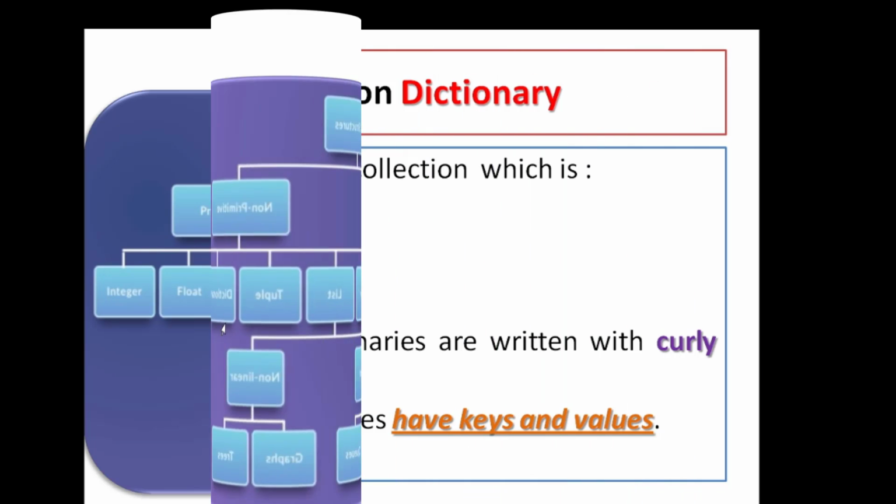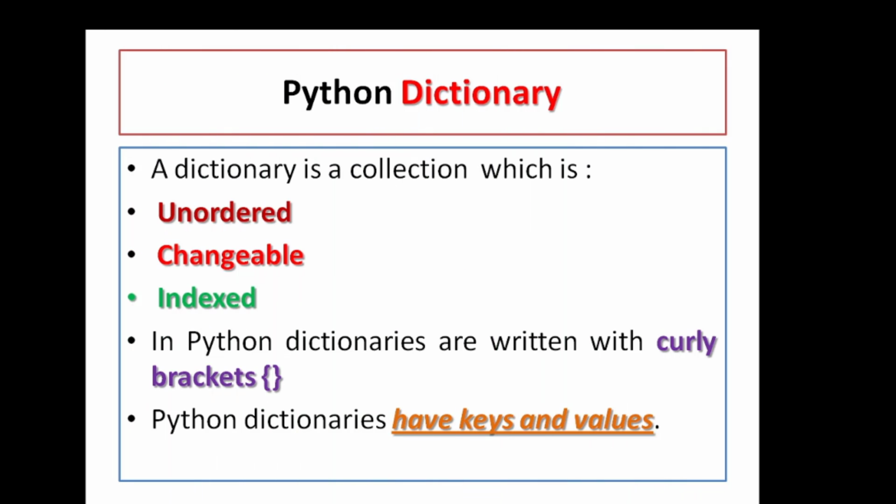dictionaries. A Python dictionary is an important collection data type. This collection is unordered and changeable. Changeable means that we can change values after creating. A Python dictionary is also indexed. That means we can access values by using their index.